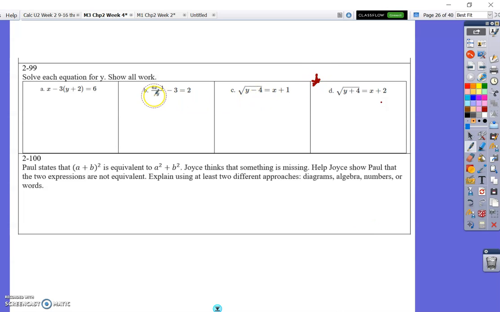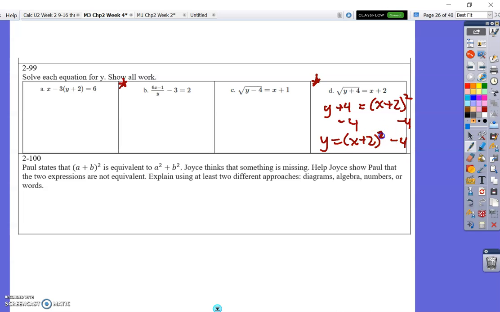And then I'll do B. So I will do these two. So we'll do D first. First thing I'm going to do is get the square root to go away. So that means y plus 4 equals x plus 2 squared, squaring both sides of my equation. Then moving the 4 over, I have y equals x plus 2 quantity squared minus 4.